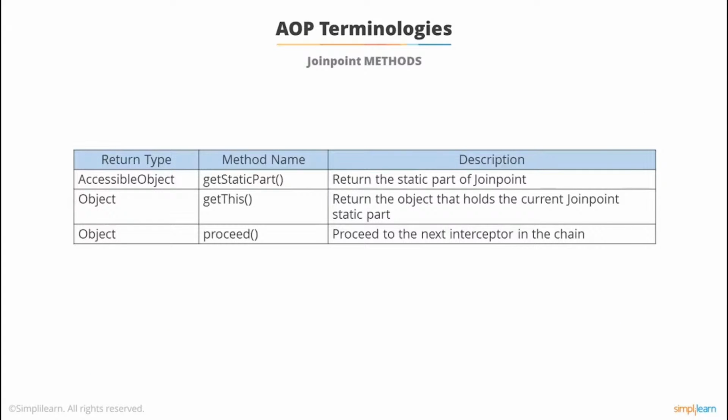So in terms of the join point methods, we have AccessibleObject with a method getStaticPart, which returns AccessibleObject, and this returns the static part of the join point. getThis returns the object that holds the current join point static part, and we have proceed to the next interceptor in the chain.